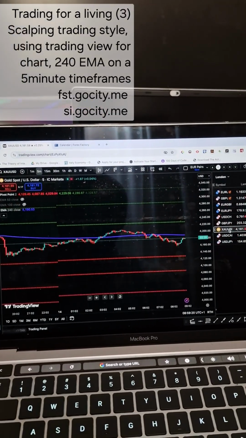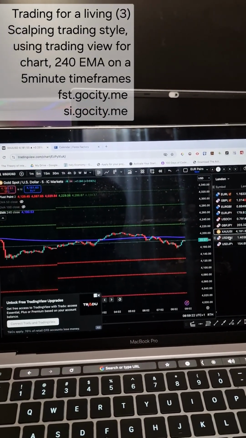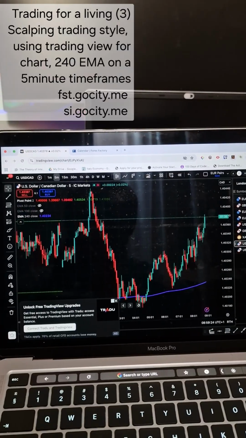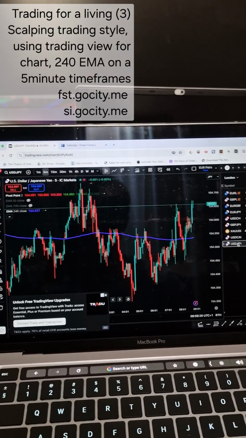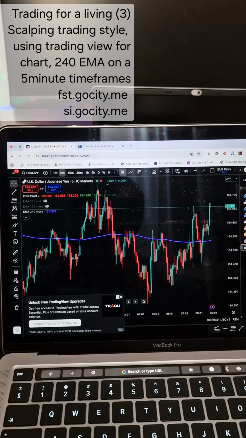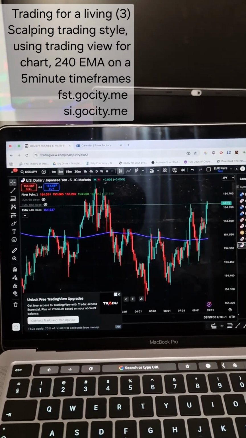FTSE futures are down a little bit more, which is interesting because the pound's down, so you would have thought mechanically FTSE would be benefiting from that, but it's not. There's a lot of concern around the fiscal position, political situation here in the UK. S&P futures are still down as well, which is interesting.